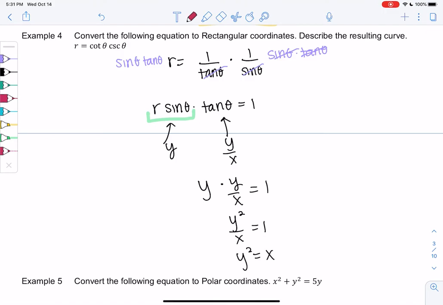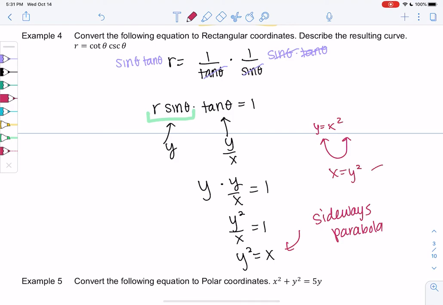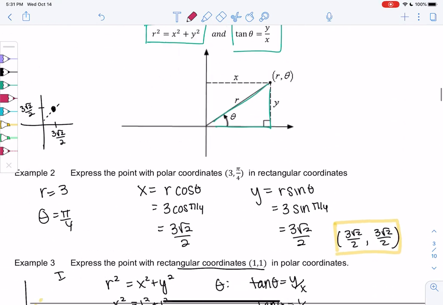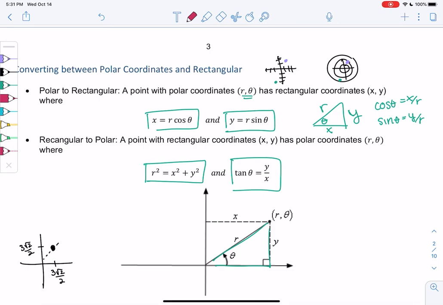Does anyone remember what this is? This was a sideways parabola. Because y equals x squared makes a regular parabola, so x equals y squared just makes a sideways version. So a nice little reminder. But just mess with it algebraically until you get things that are familiar. So cotangent and cosecant weren't familiar. These alone weren't familiar, but now I have things that are familiar. And when I say familiar, I mean one of these four.